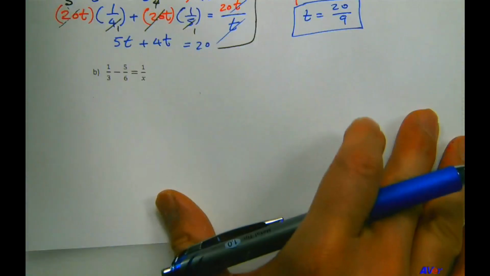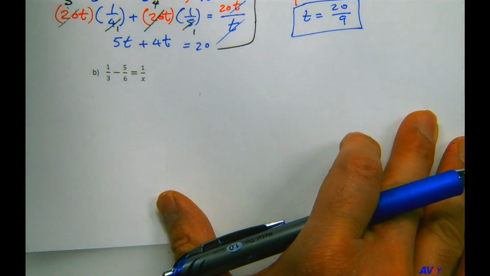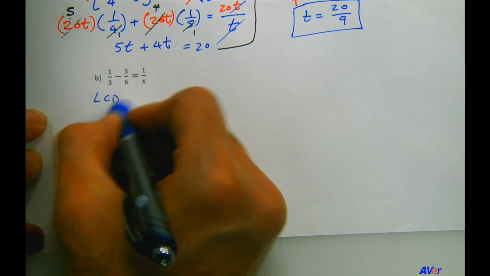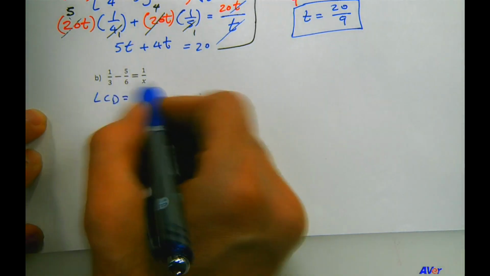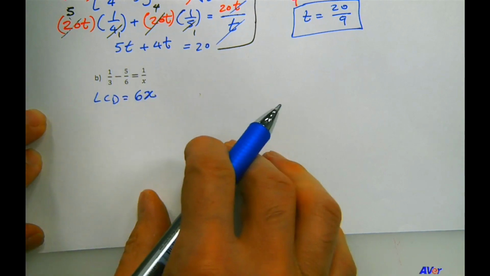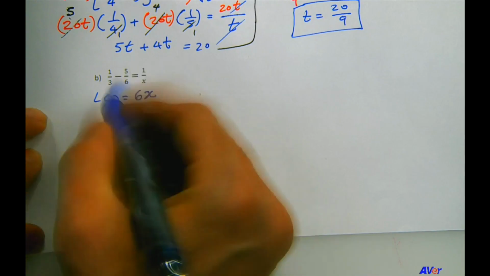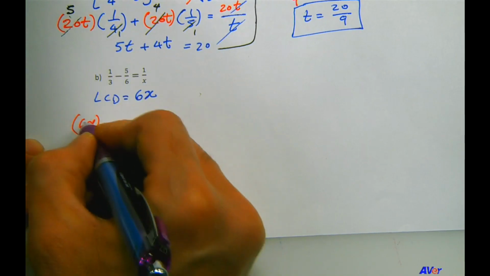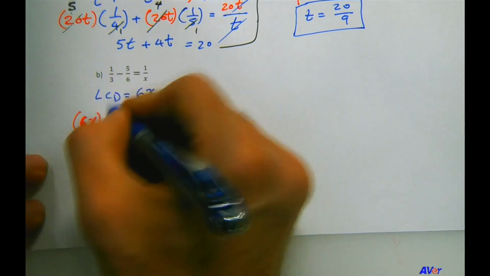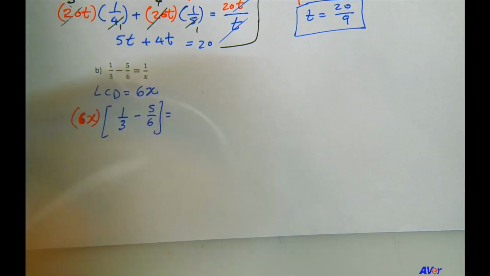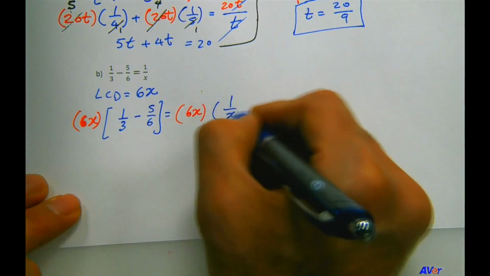Next one. Again, I'm betting on the fact that you've already solved this. So, the LCD here must be a single term that would clear all three fractions at once. That would be 6x. Okay? So, let's multiply both sides of that equation by 6x. 6x times 1/3 minus 5 over 6 equals 6x times 1 over x.